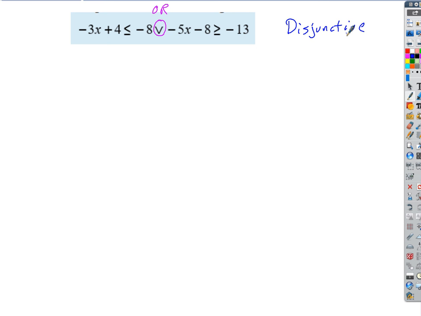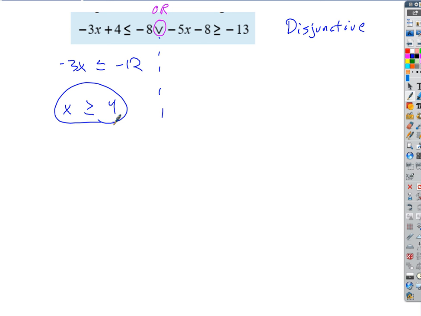Remember? Yeah, you work on them independently, and then you just look at the solution set, right? So in this case, we're just going to break this into two parts. Let's deal with the left one. What are the steps to get that x by itself? So I subtract 4. Now what? Divide by -3, which means flip it, I get x less than or equal to 4. So there's part of the solution.